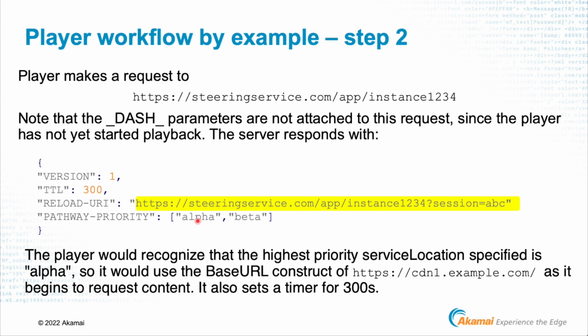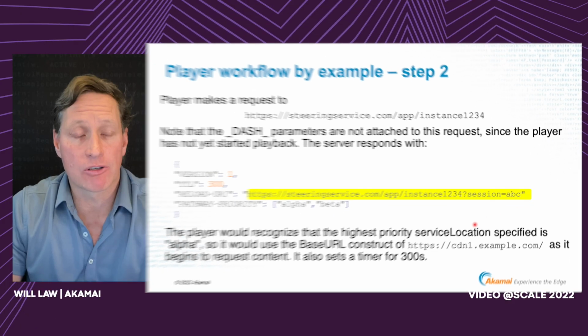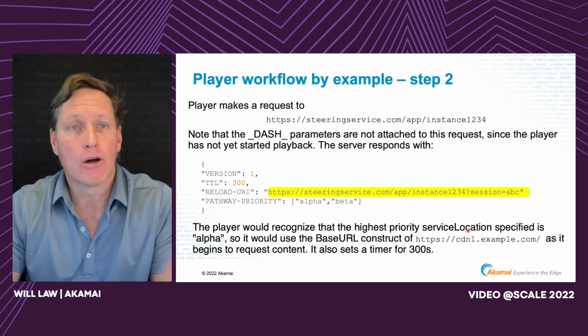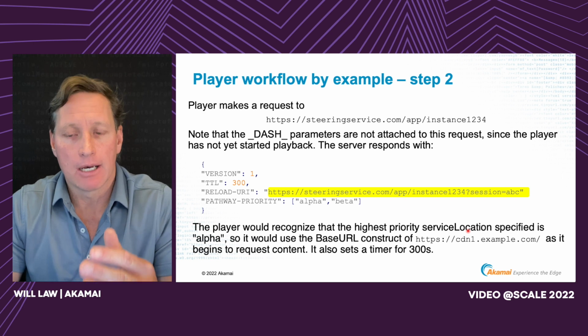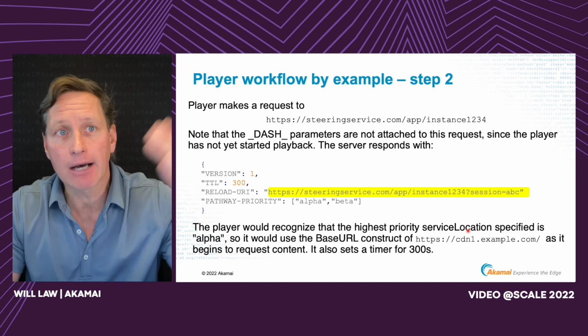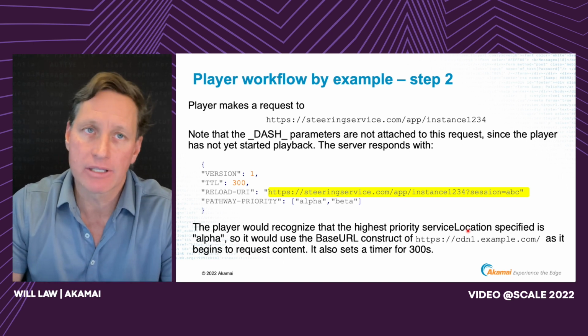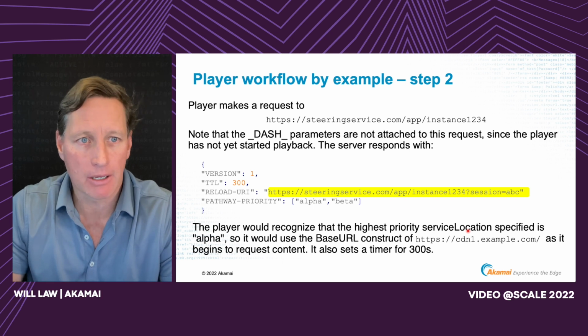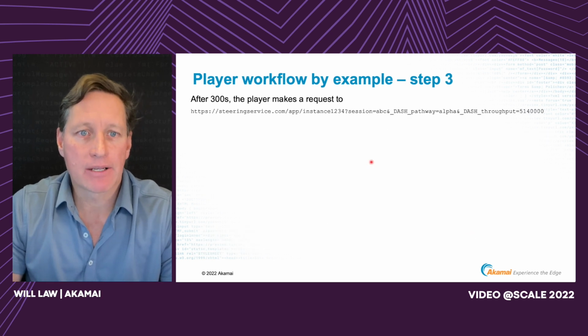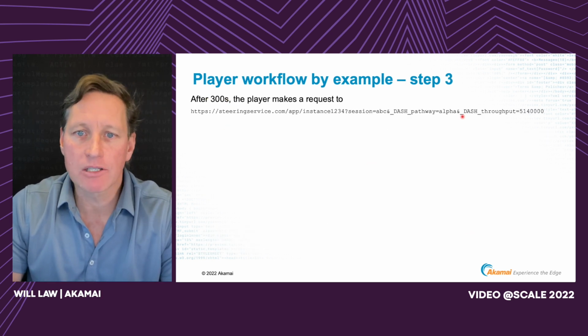And we're going to go back to this URL, and notice the steering server has added in a session identifier. This is so the steering server can keep track of this session over time and separate it from all the other sessions, and be able to count and enumerate all the sessions that it is steering out there on the internet. And then in step 3, we wait our 300 seconds, we go back.